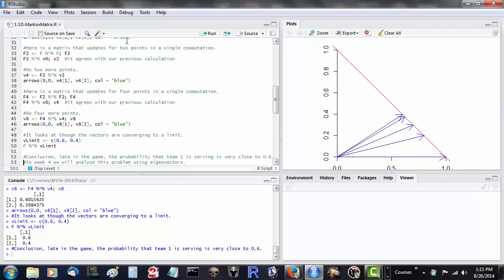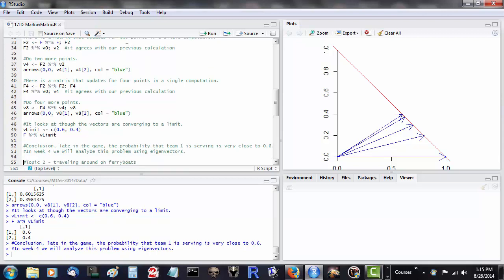This vector v limit is technically known as an eigenvector. It's an eigenvector with eigenvalue 1 for the matrix F, which means that the effect of the matrix F is to multiply it by the value 1. In week 4, we will look in detail into this subject of eigenvectors and eigenvalues, and we'll revisit this problem.